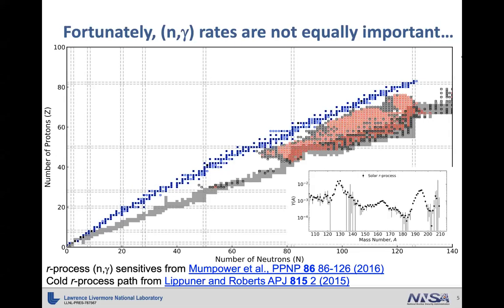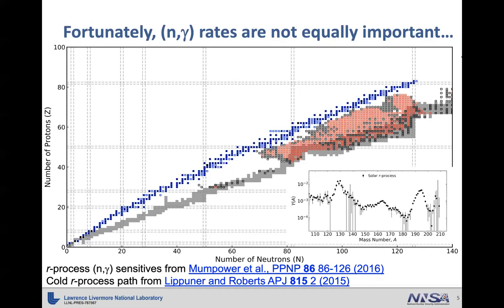So recently, people have been doing large-scale sensitivity studies where they vary many pieces of nuclear data to see which pieces of nuclear data most strongly impact the final R process abundance pattern. So you can see that down here in this inset. And this particular sensitivity study by Matt Mumpower and collaborators looked at many different scenarios in which neutron capture rates could affect the final R process abundance pattern.